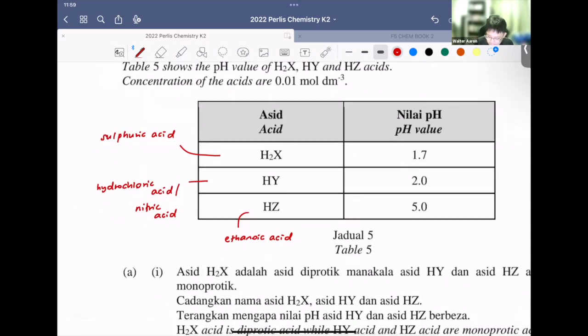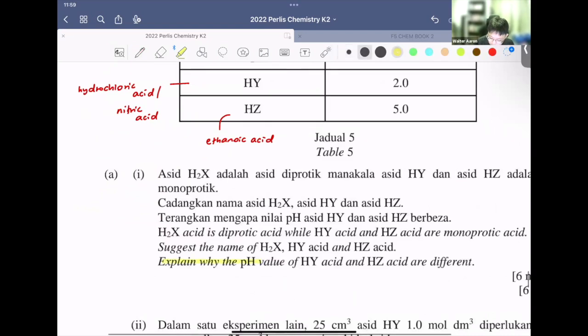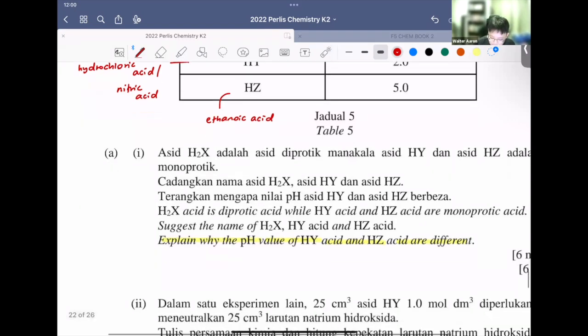And they're asking you to also explain why the pH value of HY and HZ are technically different. So it's all about the concentration of hydrogen ions. What you can say over here is that HZ is a weak acid which only ionizes partially in water to produce a lower amount of H+, while HY has a higher amount of H+ because it ionizes completely in water. Very simple.